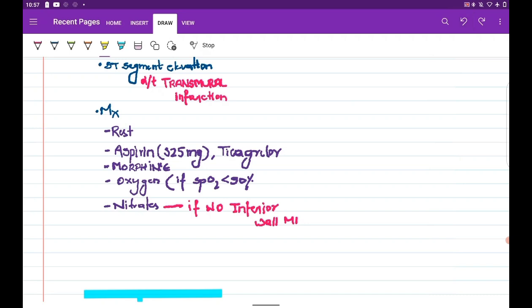How will I know that the patient has inferior wall MI? This is from ECG. In ECG, if there is ST elevation in leads 2, 3, and aVF, that's the inferior wall MI. In such cases we will not give nitrates. Now we can give oral beta blockers to reduce the work of the heart. Similarly, statins for the same reasons, and heparin.